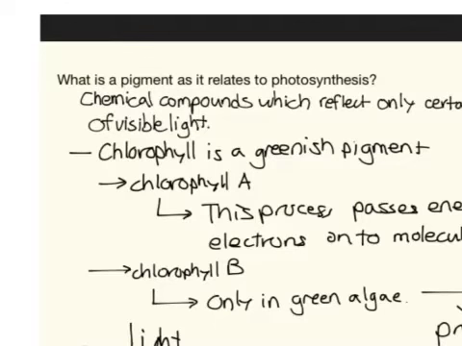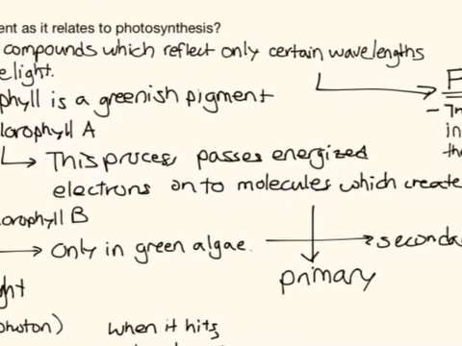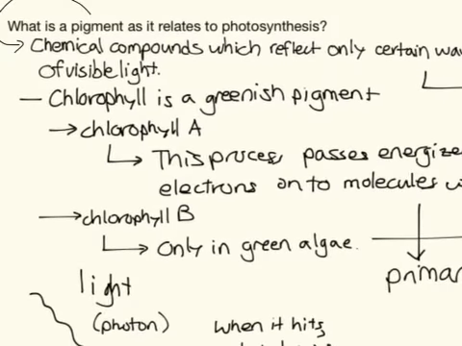This discussion will be about what a pigment is and how it relates to photosynthesis. So what exactly is a pigment? A pigment is, to be correct, a chemical compound which reflects only certain wavelengths of visible light.